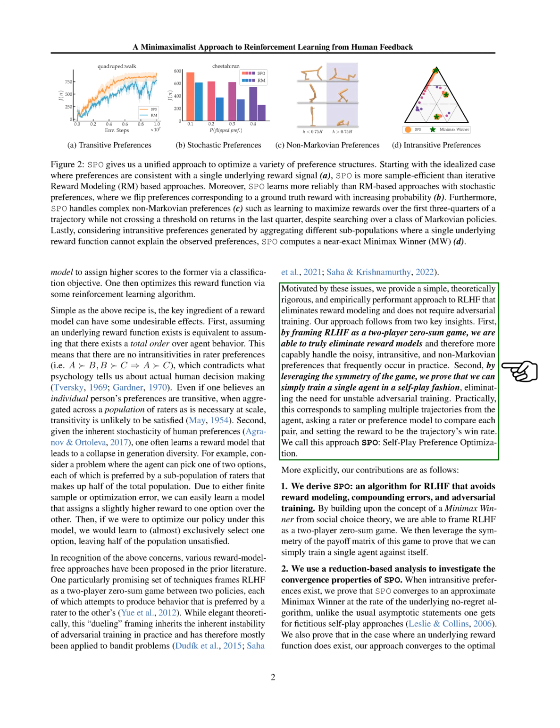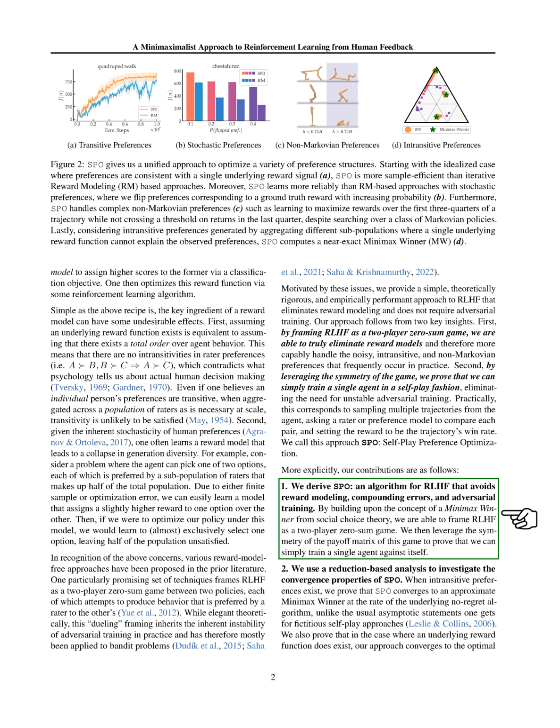In practical terms, this means sampling multiple trajectories from the agent, asking a rater or preference model to compare each pair, and setting the reward to be the trajectory's win rate. We call this approach SPO, self-play preference optimization. Our contributions are as follows. 1. We developed SPO, an algorithm for RLHF that avoids reward modeling, compounding errors, and adversarial training.